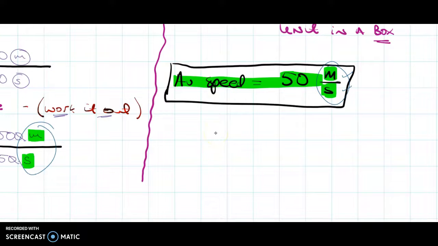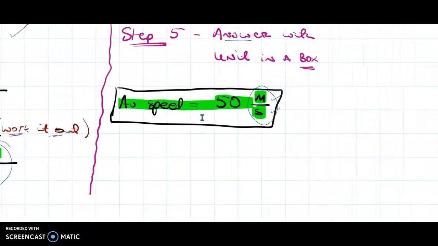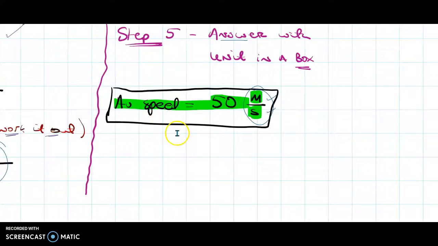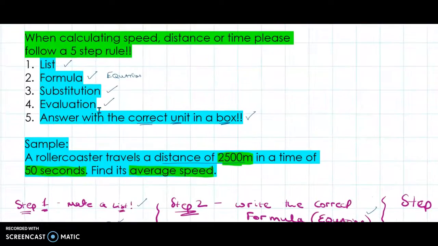And then I finally just very simply draw a little box around it, and that'll help the examiner or whoever is going to mark this, your teacher maybe, to see the answer quickly and they will know that you got it right. So that's it. That's the 5-step rule. Very, very simply, one more time. It is list, formula or equation, substitution, evaluation, answer with the correct unit and put it in a box. It's a great habit to get into, so please don't skip steps.